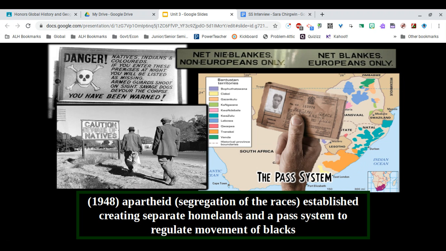If you take a look at the sign on the very top left, it says that any Native Indians or coloreds, if they enter the premises at night, you'll be listed as missing. Armed guards shoot on sight. Savage dogs devour the corpse. You have been warned. And those were very common to be seen in South Africa.